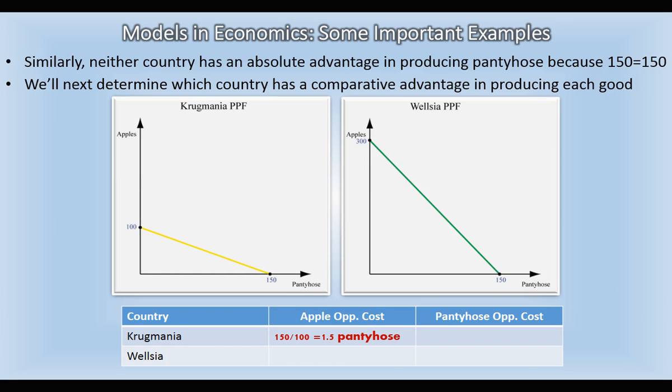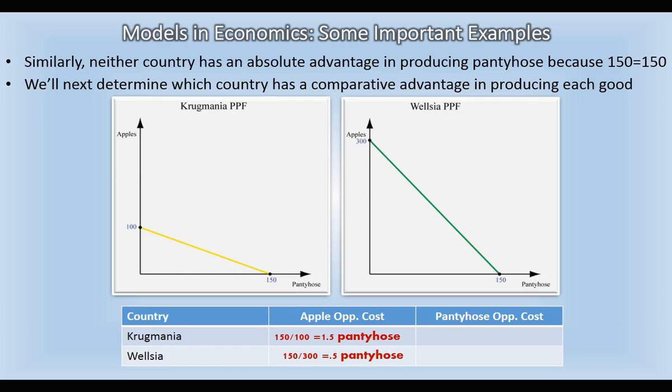And we can simplify that down by canceling out the 50s. 50 goes into 150 three times. 50 goes into 100 twice. So you got 3 halves, which equals 1.5. And you will be able to use a simple calculator on the exam as well, so don't worry about that. I will allow that. So anyway, Krugmania's opportunity cost for apple production is going to be 1.5 pantyhose.